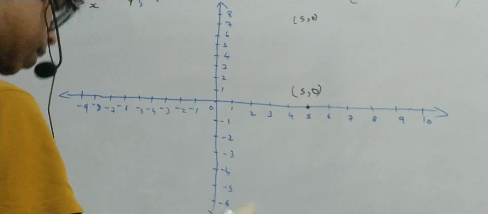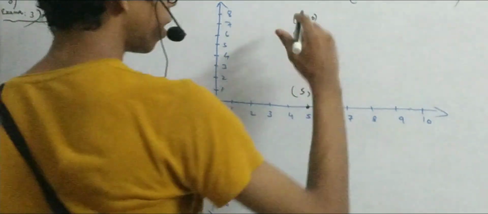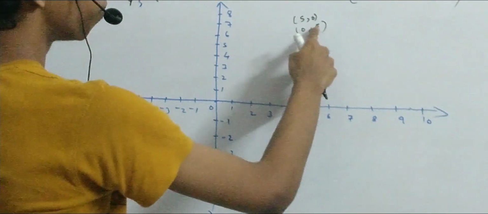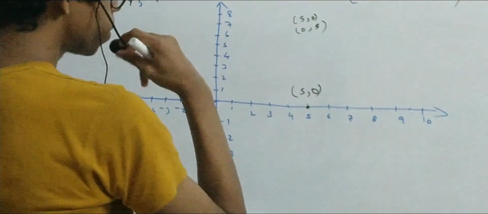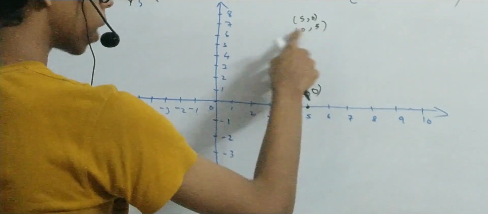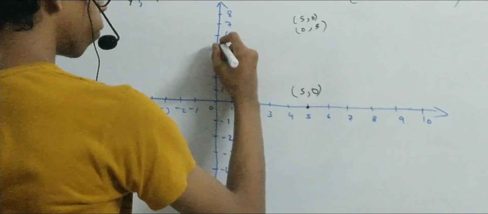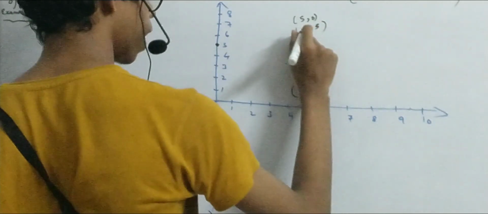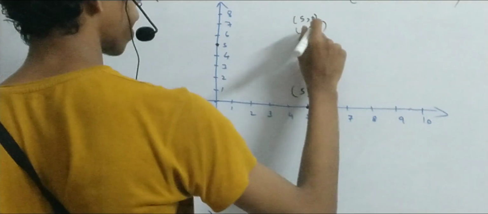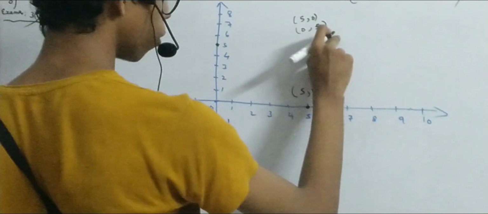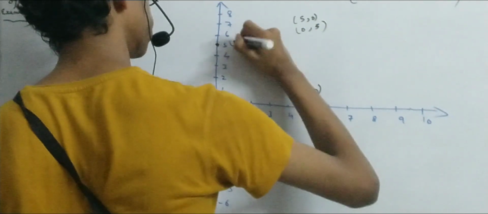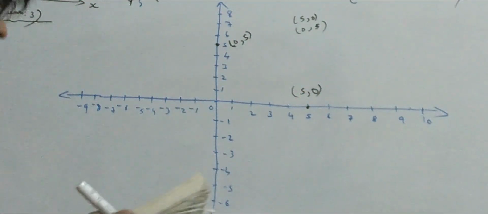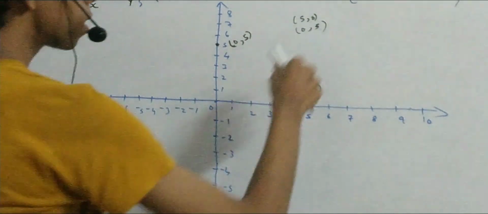The second point is (0, 5). Just see, when I say (0, 5), the x-coordinate is 0, but the y-coordinate is there. Which means that (0, 5) is a point which lies on the y-axis. So just see over here, if I mark this point, why? Because the x-coordinate is 0, but it lies on the y-axis. We know our coordinate is of the form (x, y). So definitely this point will be (0, 5). Okay, so this is your (0, 5). I hope it is clear.